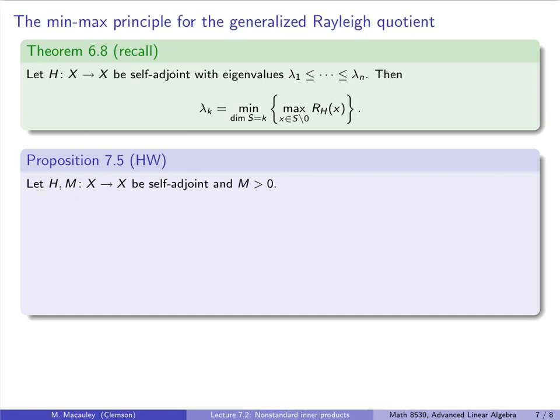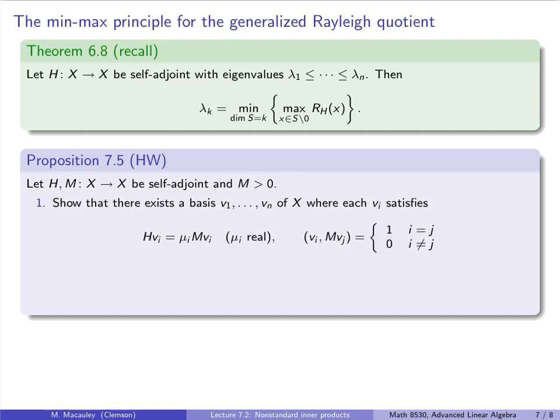Suppose H and M are self-adjoint and M is positive. Then there exists a basis, V1 up to Vn, of X, where each Vi satisfies the following: H Vi equals mu i M Vi, where mu i is real, and the inner product of Vi with M Vj is 1 if i and j are the same, and 0 if they are different. Now what this is really saying is that this basis is orthonormal with respect to the non-standard inner product.